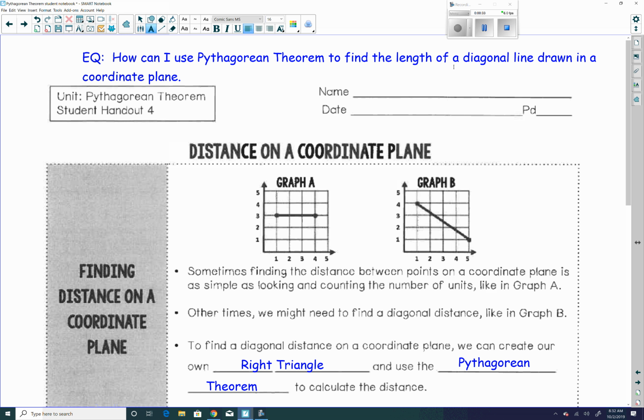If you didn't have enough time to copy that down, go ahead and pause the video because I'm going to keep talking about something else that I want you to pay attention to. So at the top of this page, we've got graph A and graph B. And graph A and B are both showing you only the positive quadrant of a coordinate plane.